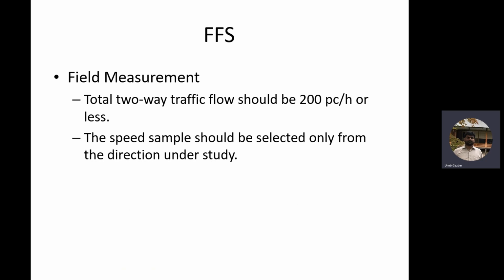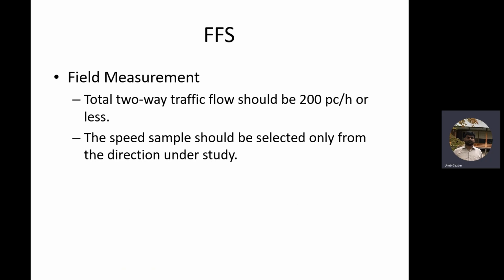So even with more cars, you can still have free flow. But two lane highways are smaller, narrower. So for this, the free flow rate is 200 passenger cars or less, for both directions total. So on two lane highways, free flow speed can be measured up to a point when flow is 200 passenger cars per hour or less for both directions. If it is more than 200, it's not free flow. Clear?